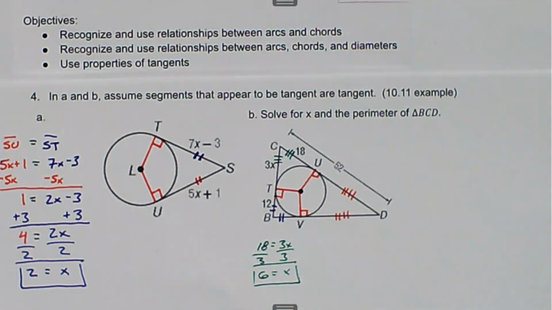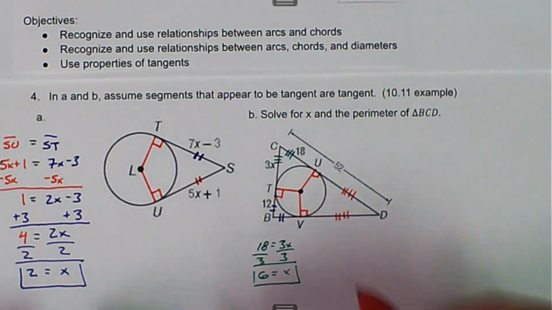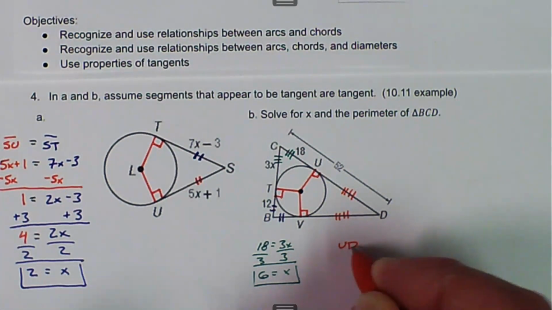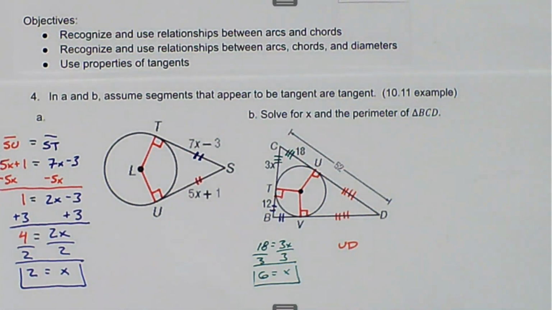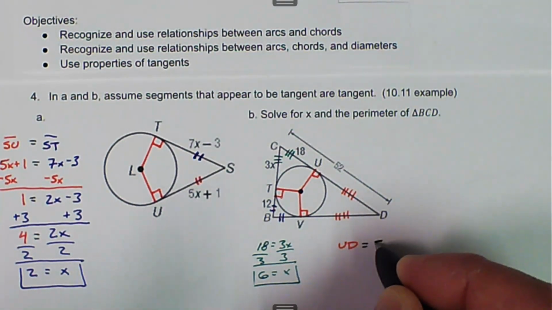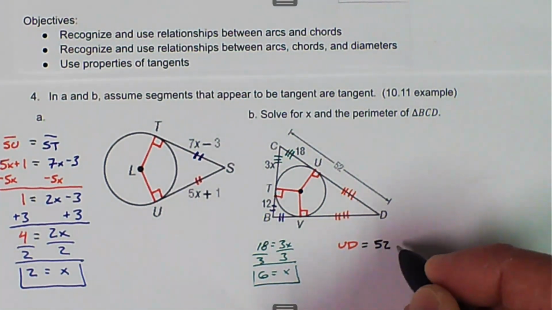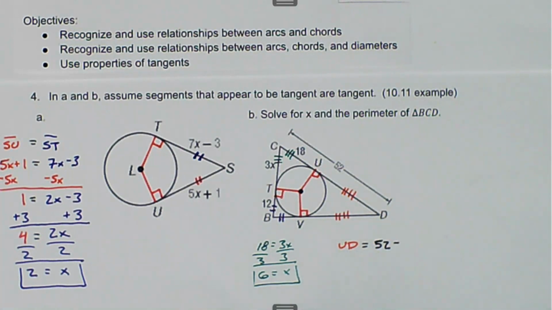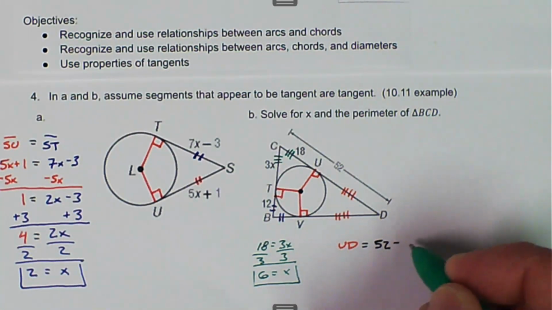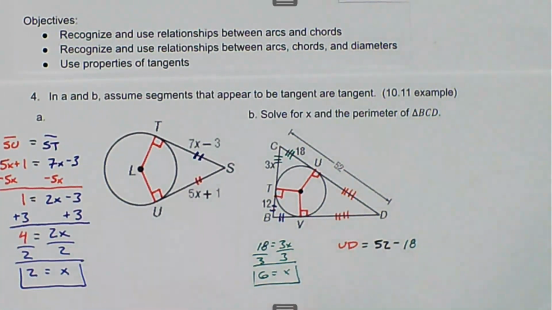And the way that we do that is we can just say the distance UD is equal to 52, because that was given, and then we're going to subtract 18. So UD is equal to 34.